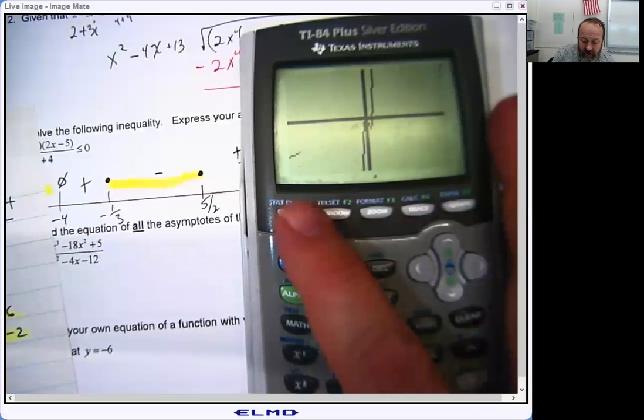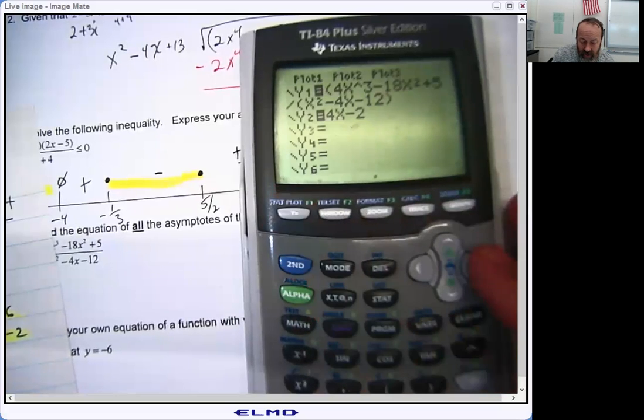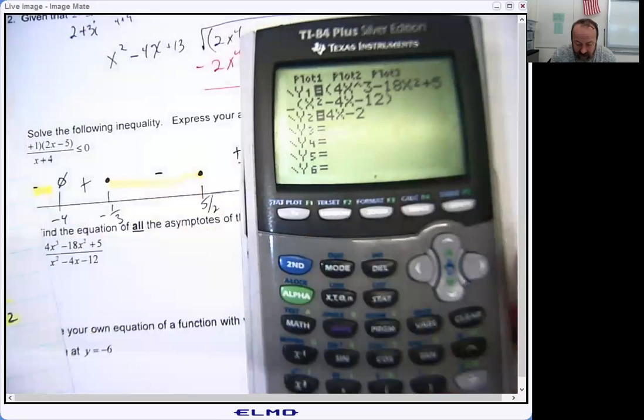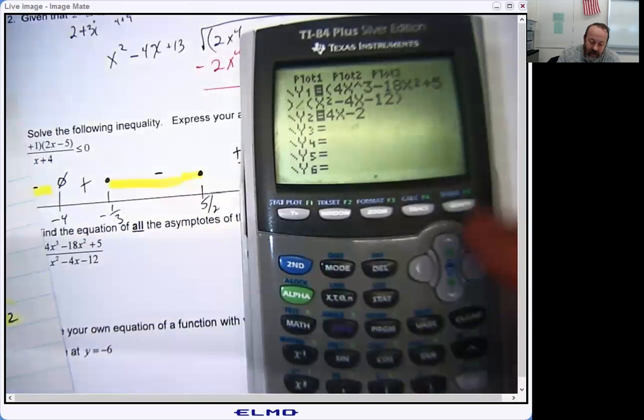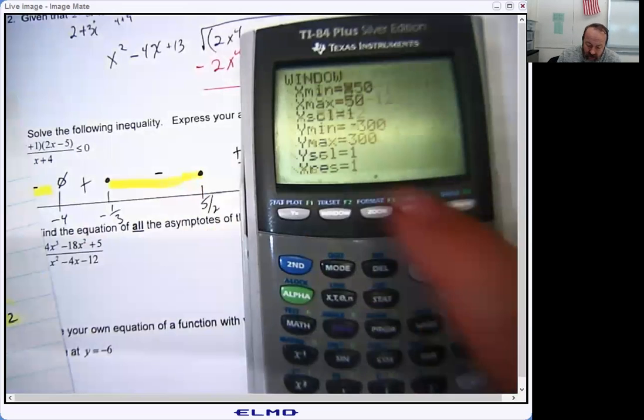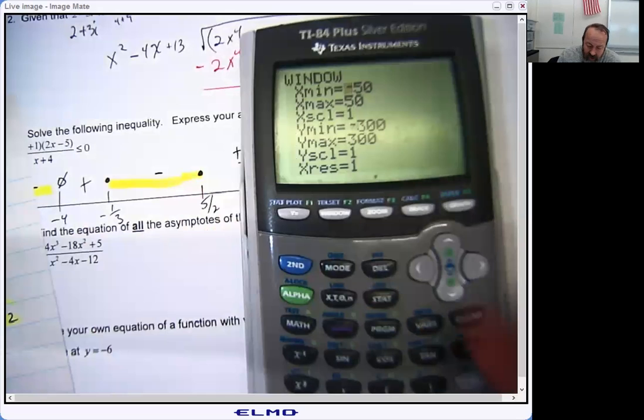I must be missing some parentheses in here. Let's see. So I had 4x cubed minus 18x squared plus 5. Oh, I missed my parentheses over that one. That shows you how important that is. So I'm going to go back to that previous window because I really didn't want to make something quite so obnoxiously large. Boy, parentheses can get you.